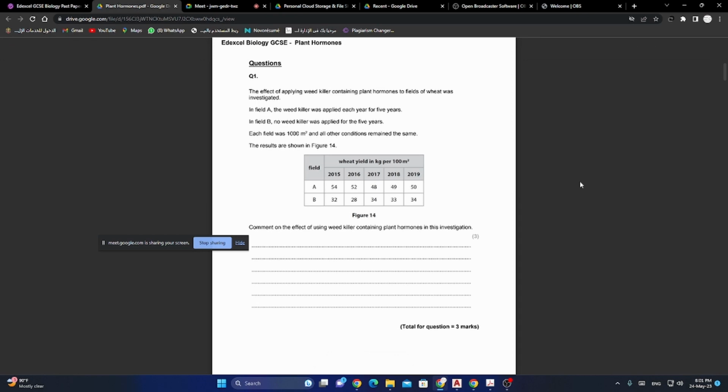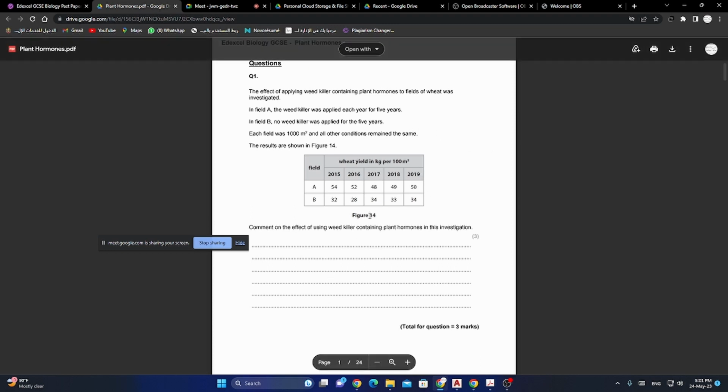The effect of applying weed killer containing plant hormones to fields of wheat was investigated. In field A, the weed killer was applied each year for 5 years. In field B, no weed killer was applied for 5 years. Each field was 1,000 meters squared and all conditions remained the same. Okay, can you comment on the effect of using weed killer?